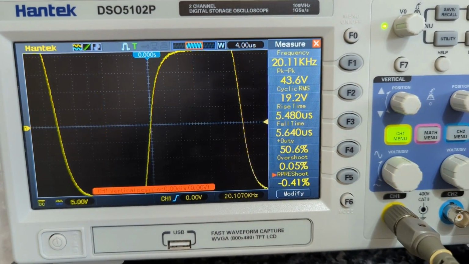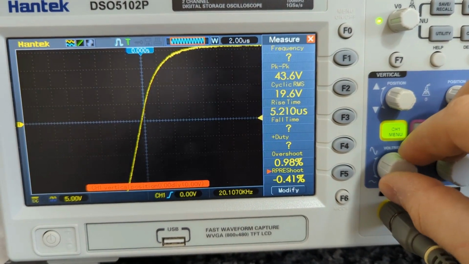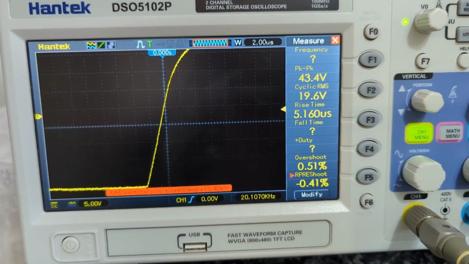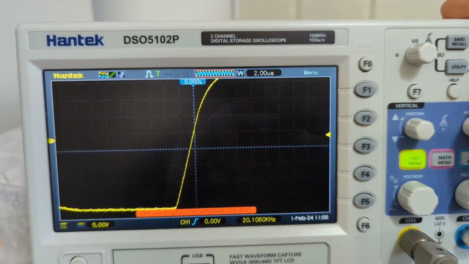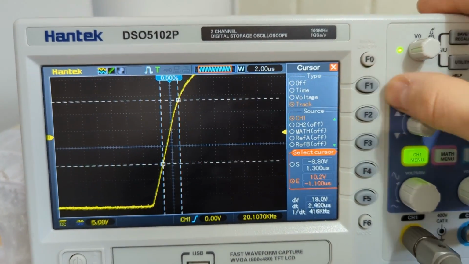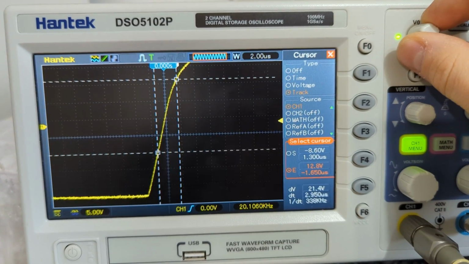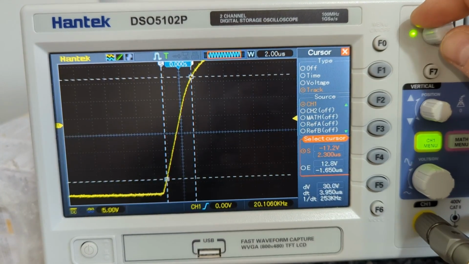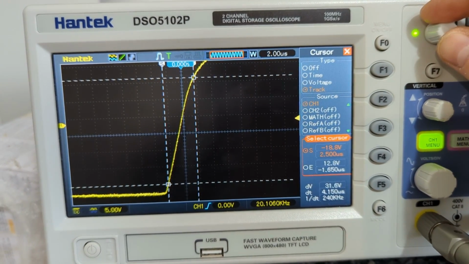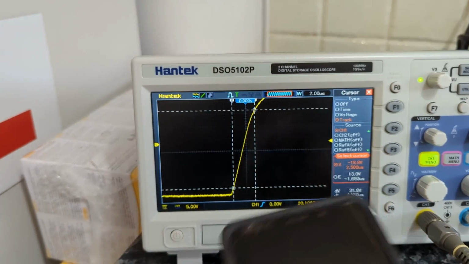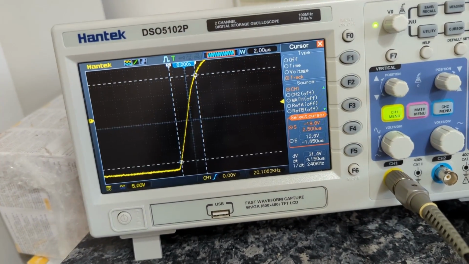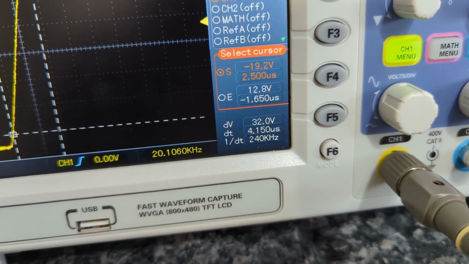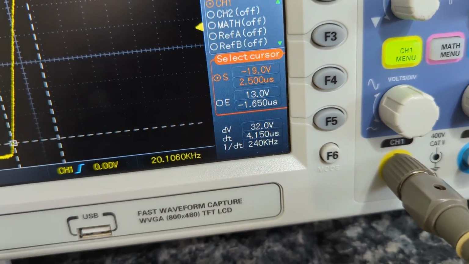Let's zoom in, something like this, a bit less so I can see. There we go. Let's enable the cursors. Track. Let's put one of them on the top, and the other one we're going to put at the bottom. There we go. Yeah, and let's measure according to this. So what we have, 1 divided by, oh, that's 4 microseconds. Okay, so we don't need to divide.